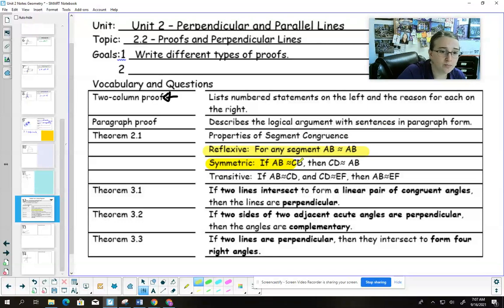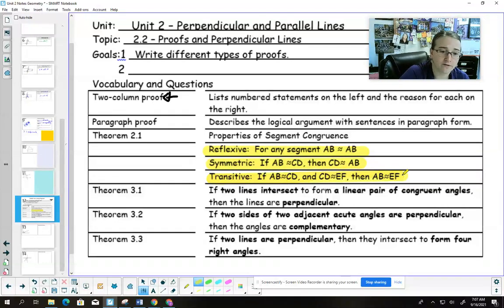We have what's called the symmetric property, which says that if one thing equals another thing, and I switch those places, they're still equal to each other. Symmetric just means over an equal sign. I can flip-flop those places, and it means the same thing.